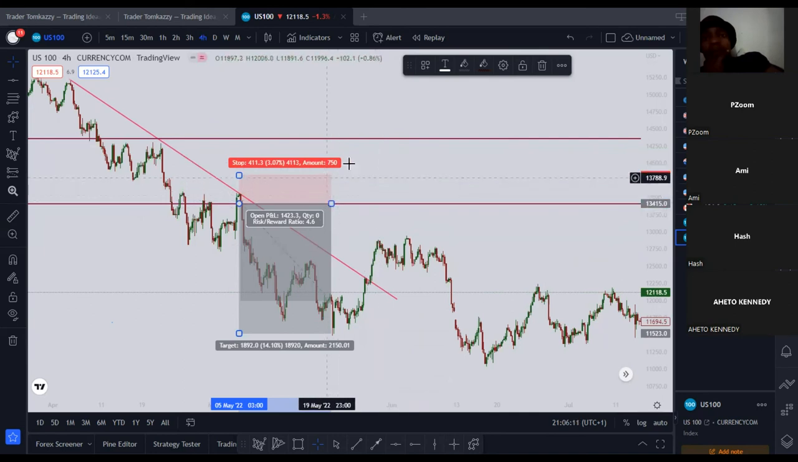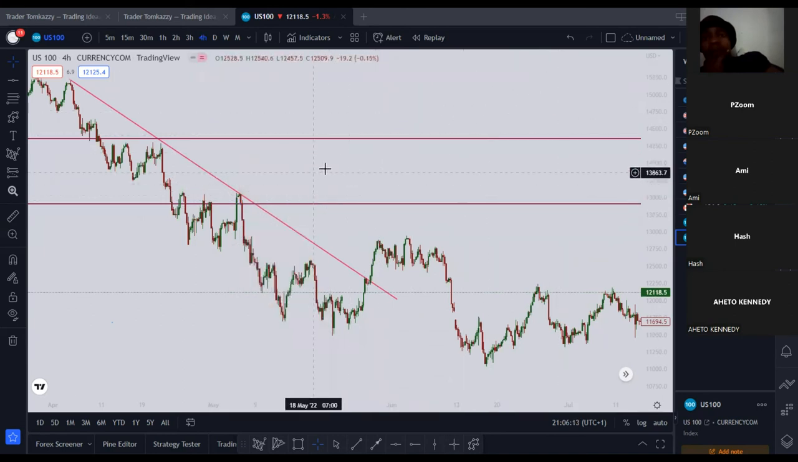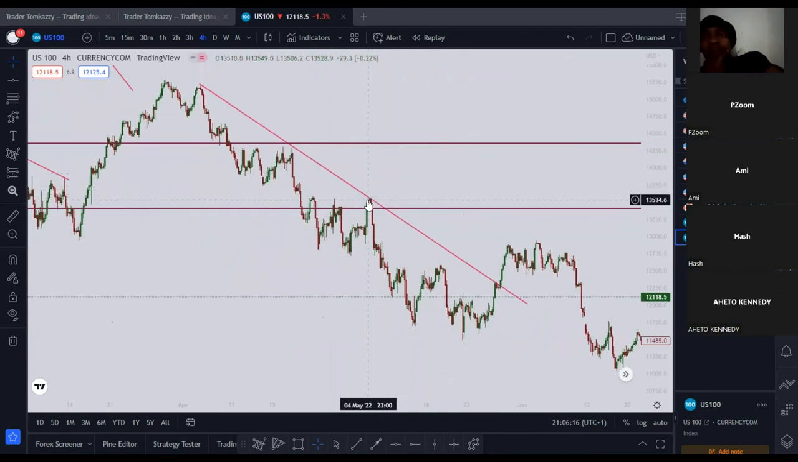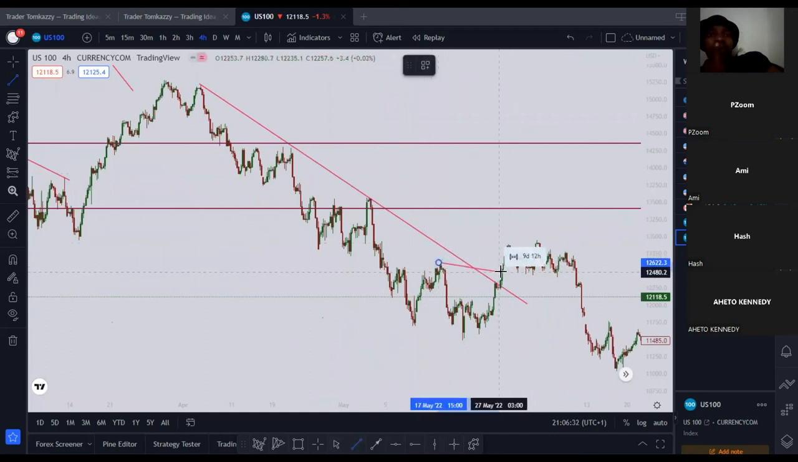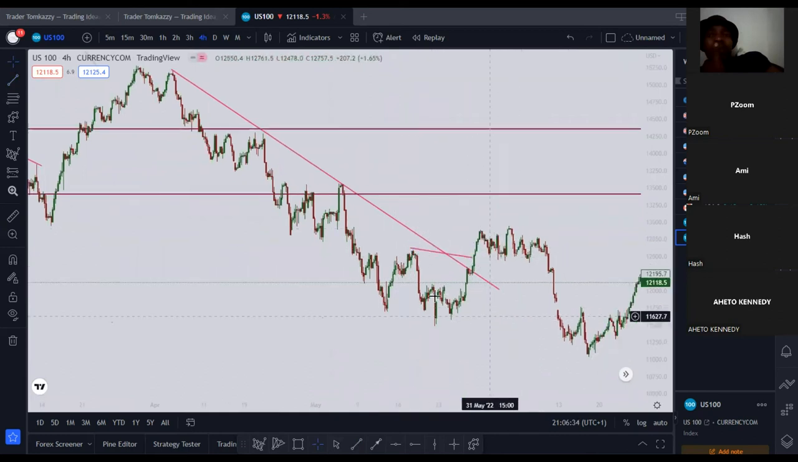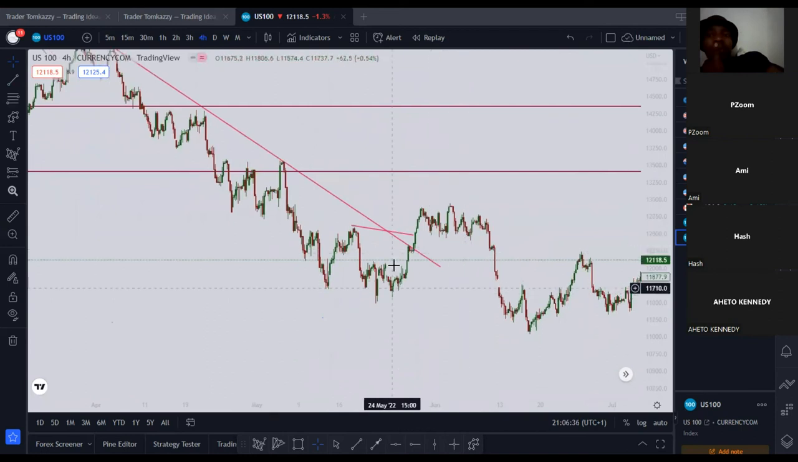So you enter on the third touch. Here, if you enter here, you take your profit somewhere. You gotta be watching what the market is doing. Maybe you have one position running. Market comes here, it broke this one, and then took the high. But then it is not really changing. That's why it's good to wait for at least two. The third one is the valid one.